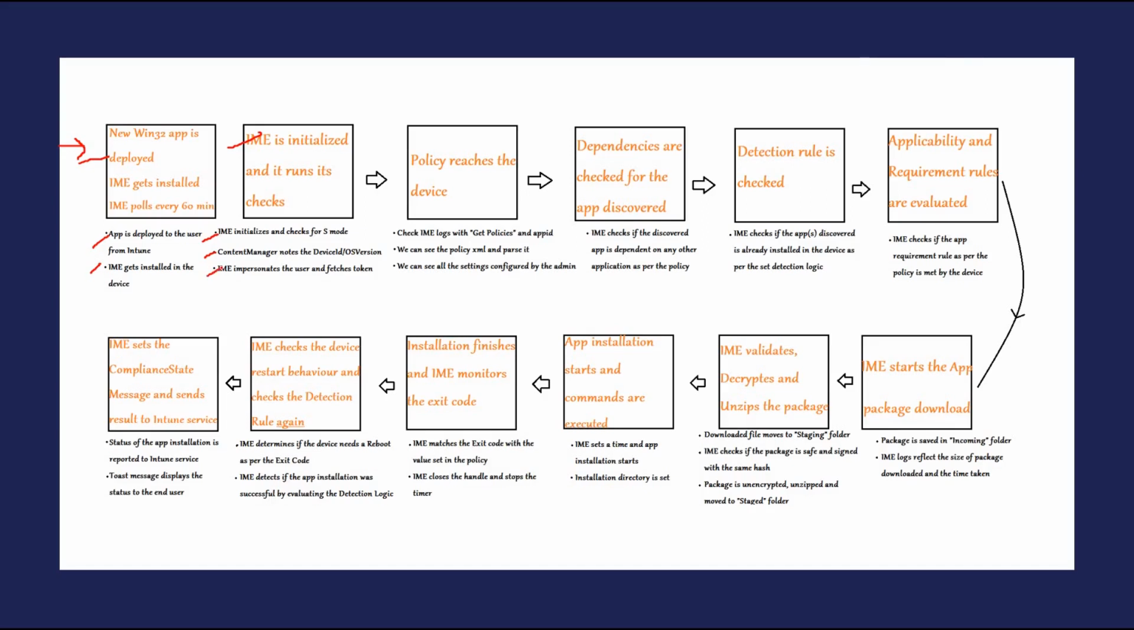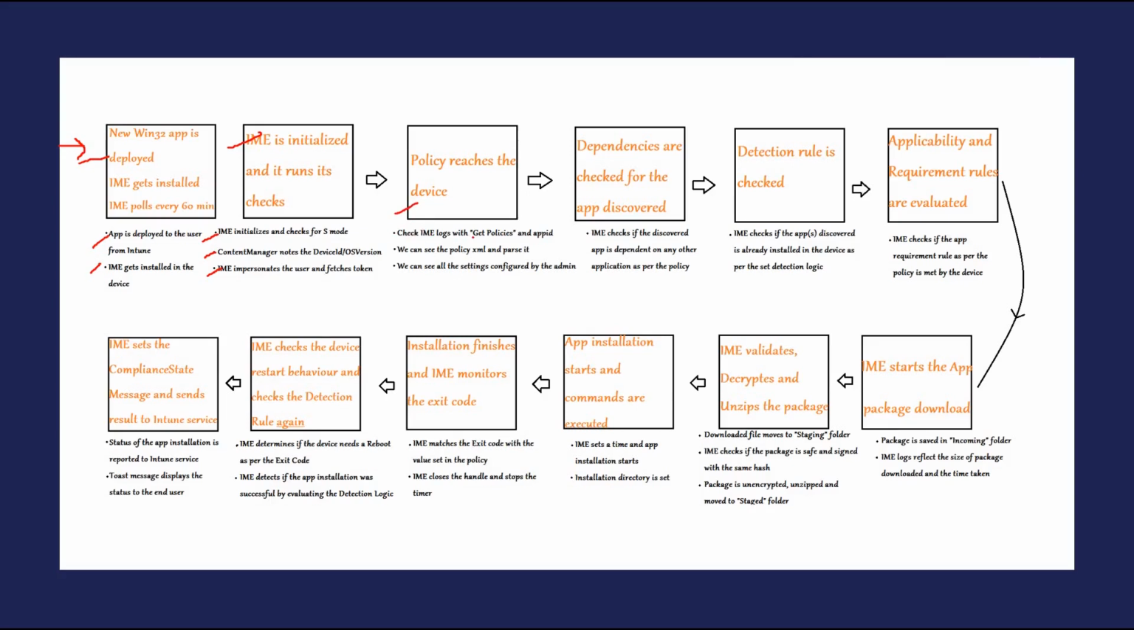Then IME is going to impersonate the user and it is going to fetch the tokens, the token it is going to need in order to authenticate and in order to download the policies that it needs to download. And then once all that has been done, IME is going to reach out to the CDN and it's going to get a list of the policies that have been targeted to this user or to this device.